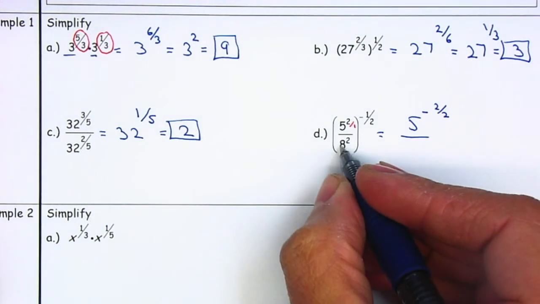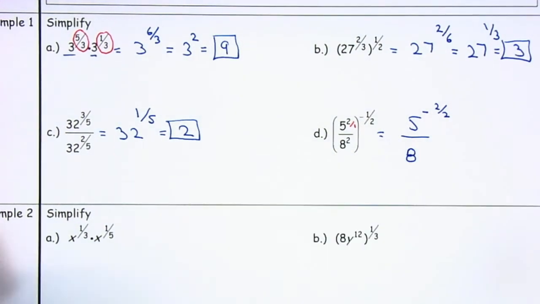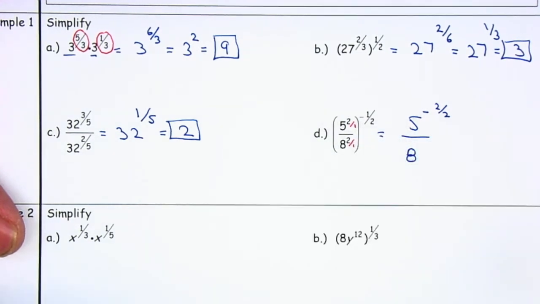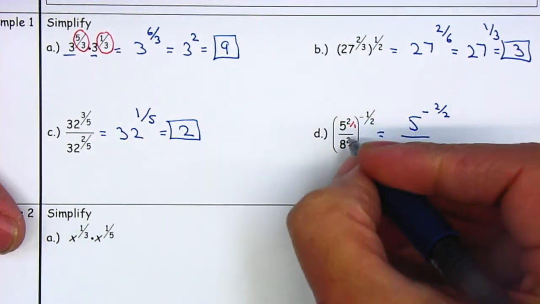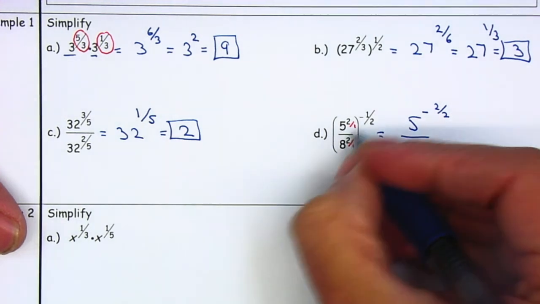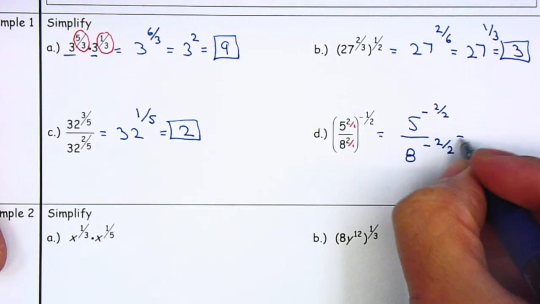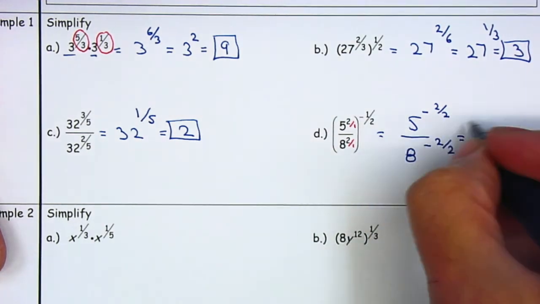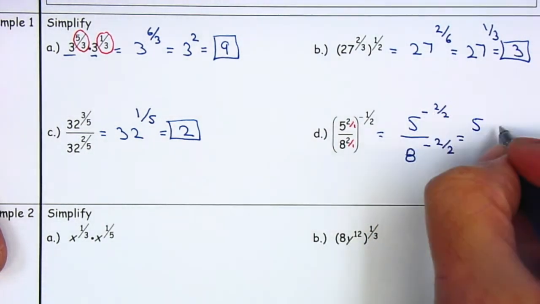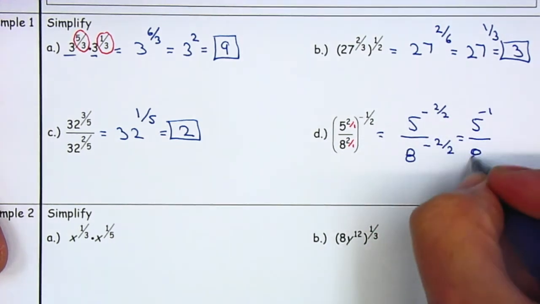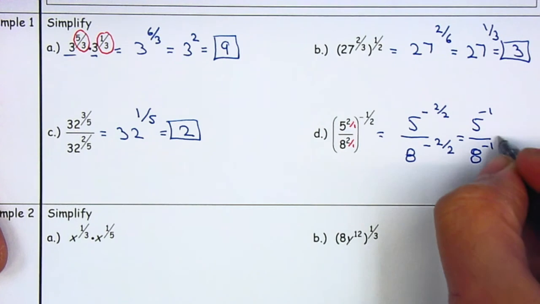I'm going to do the same thing with the denominator, 8. In order to multiply a whole number by a fraction, I'm going to place it over 1. Positive times negative is negative. 2 times 1 is 2. 1 times 2 is 2. I'm going to reduce my fraction for the exponent. So 2 divided by 2 is negative 1, and 2 divided by 2 is negative 1.